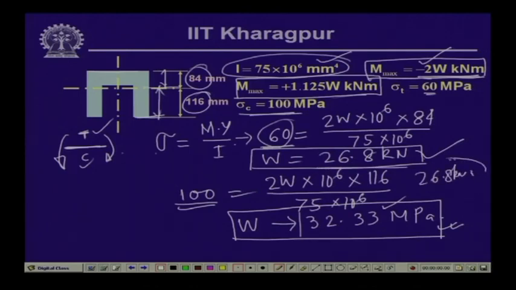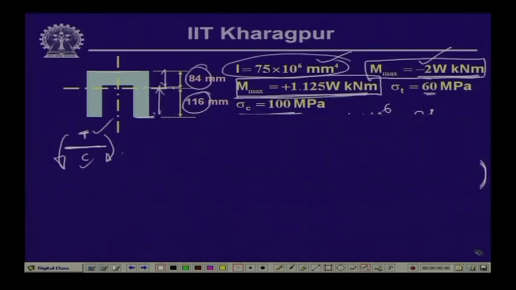Now, before we take a decision on this particular loading, we will have to check with respect to the stresses that develop with respect to this positive bending moment. Now, let us compute the value of the stresses that develop because of the positive bending moment, which is of magnitude 1.125 W. Now, if we calculate the value of the stress, the positive bending moment, which is of this kind, will cause a compression at the top and tension at the bottom.